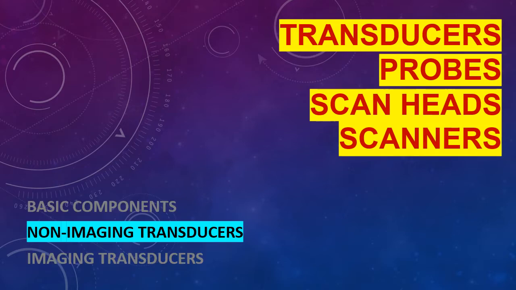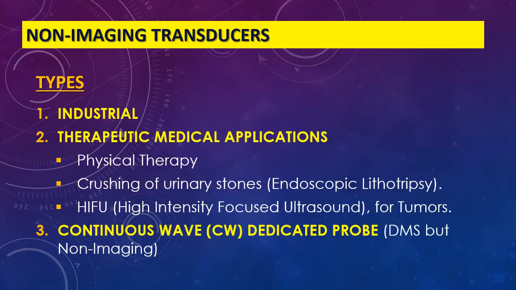Non-imaging transducers. There are many types of non-imaging transducers that do not do any imaging in the ultrasound field for medical application. The first one is the industrial, which is used in industry, not in the medical field at all, for metal welding and all these applications.